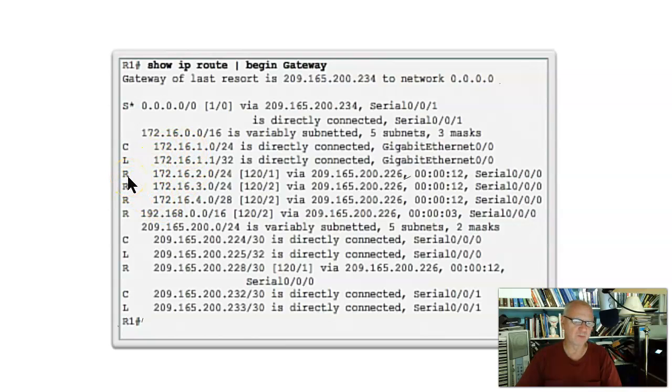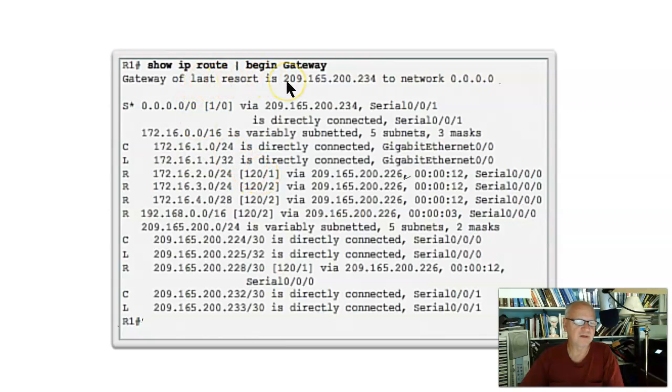So it might learn about routes through one routing protocol and learn about the same route through another routing protocol. And so how does it decide which one to use when there's a conflict? Well, first of all, it's going to have a hierarchy of ways that routes are learned. And that hierarchy is called the administrative distance. You can see that number right here. In the case of RIP, there's an administrative distance of 120.